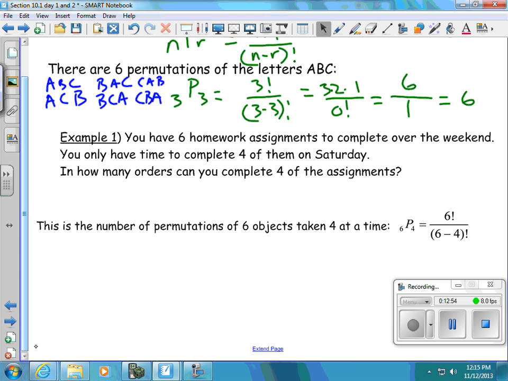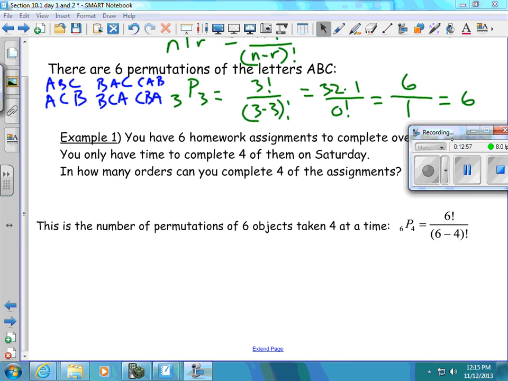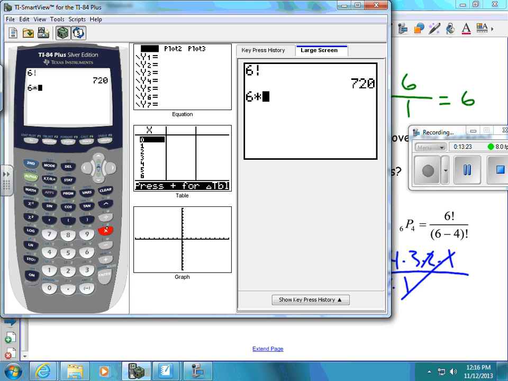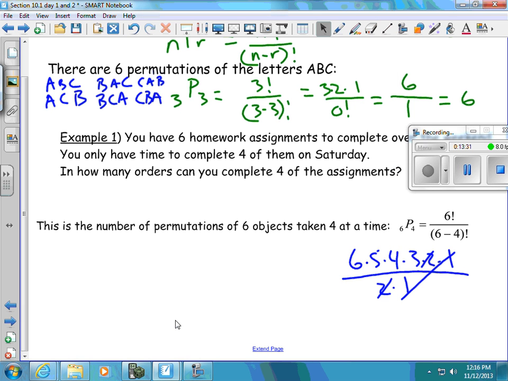If I really wanted to, I could do this by hand. That would be 6 times 5 times 4 times 3 times 2 times 1 over 2 factorial, which is 2 times 1, right? 6 minus 4 is 2. So if I look at that, and I write it out like that, those would cancel out. So really it's just 6 times 5 times 4 times 3, which is 360. So there's 360 ways you can do your homework on the weekend.